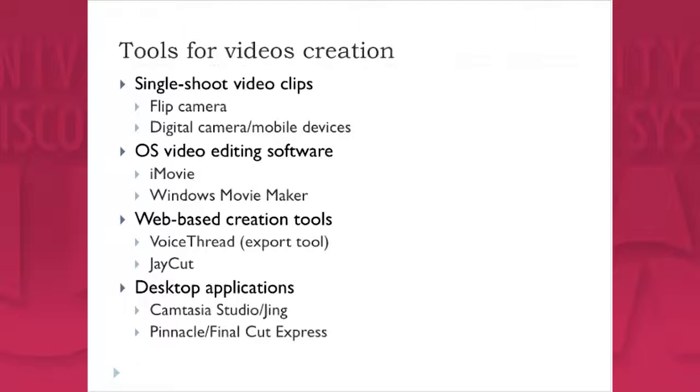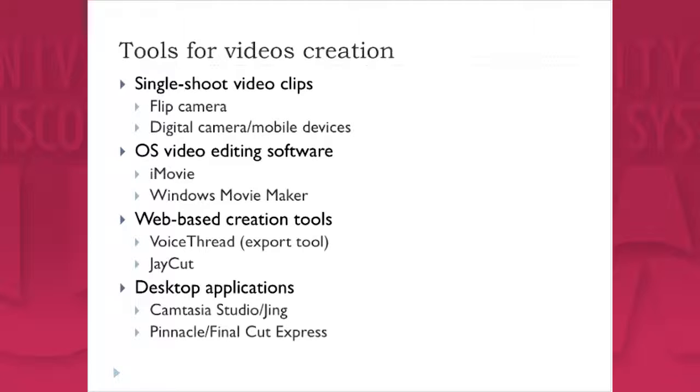So some of the ways that the videos were created on our campus: there were some single shoot video clips using Flip cameras or mobile devices or digital cameras on laptops and things like that. So just straight, you start the video and then you stop the video and then you upload it. So single shot. There was some video editing that occurred through OS-based software, so iMovie on a Mac or Windows Movie Maker on a PC. There's some good examples of that. It takes a little bit more support, but at least it's software that everybody has available to them. The students don't have to go out and purchase additional stuff.